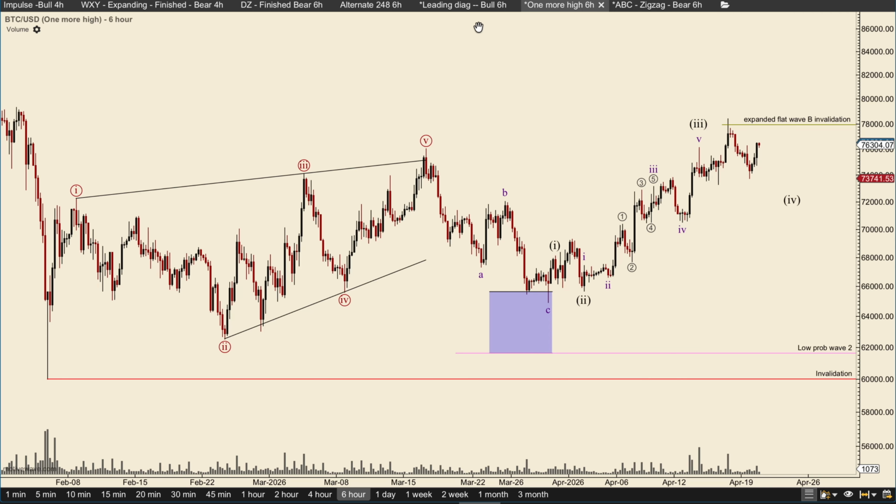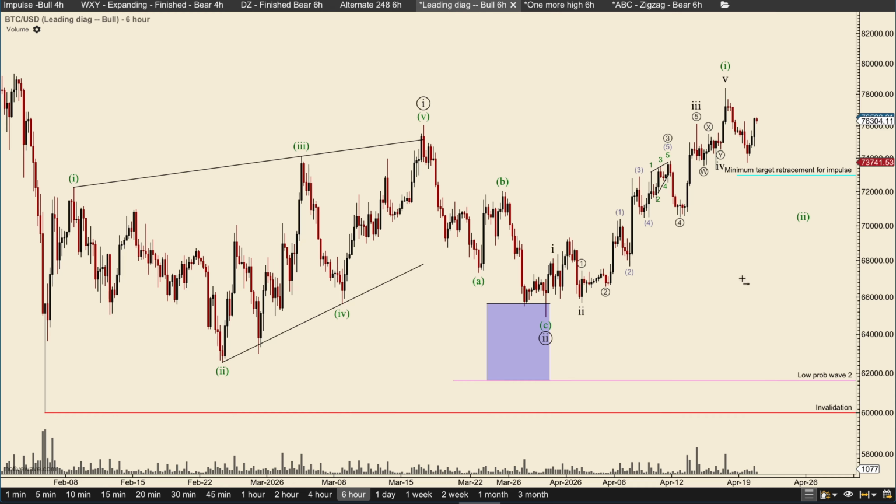But the most important part here is that after this move up, or if we get one more leg up, we are looking for a retracement. And we haven't hit the minimum target for a retracement for a wave 2, which is at 0.382. And it's way more common to have a retracement for a 0.5 or a 0.618 for a wave 2 than it is a 0.382. But this is the minimum target that we are looking for a downside.